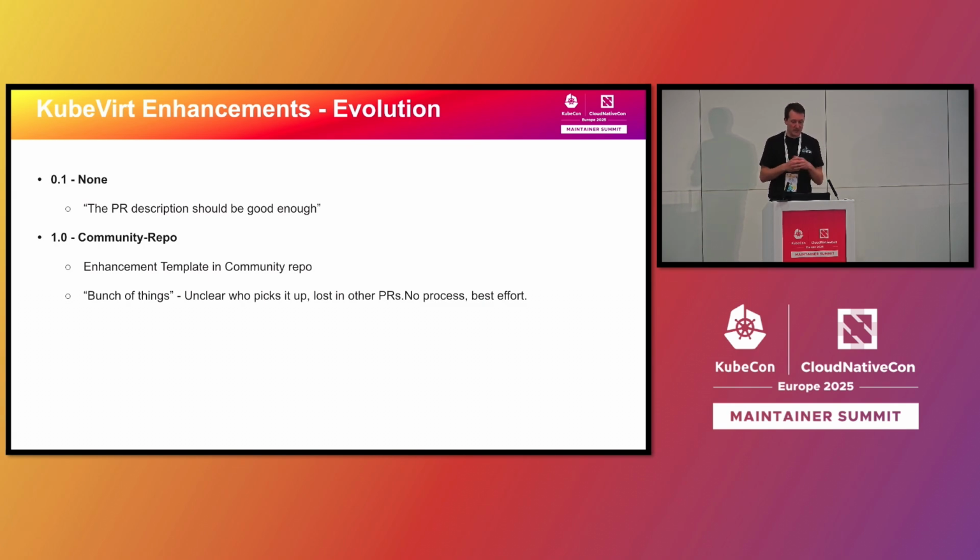However, that was it, right? It was only this template, and that worked for a while, right? So how did it work? If it was the right time of the day and you had some interest in it, you could decide freely on your own if you wanted to go to the community repository, create a PR, copy that template, fill in the details, and submit it to the community repo.